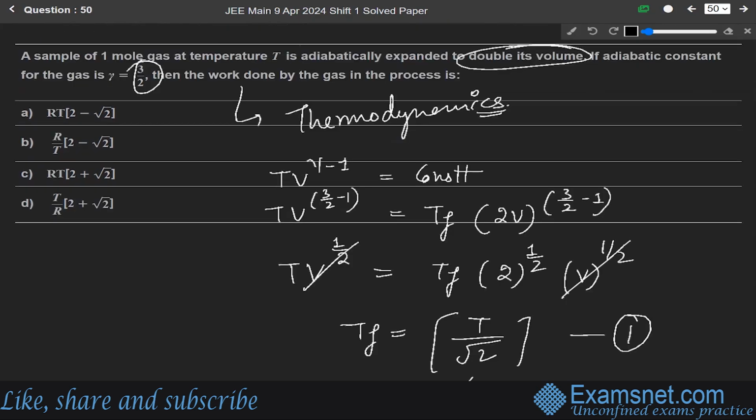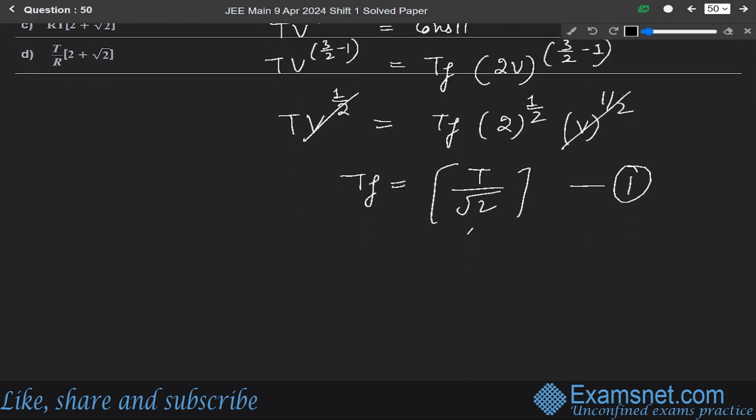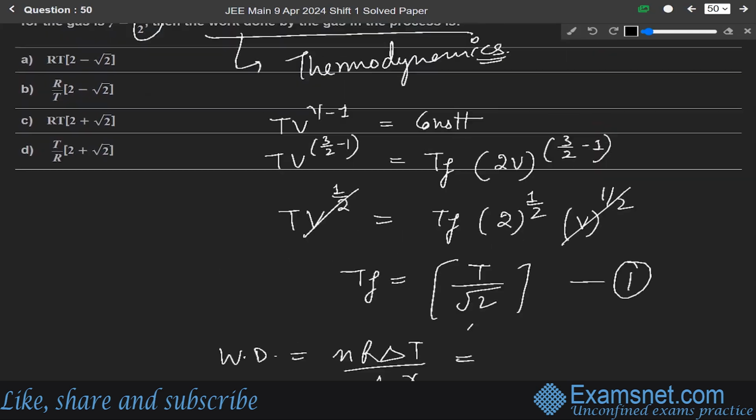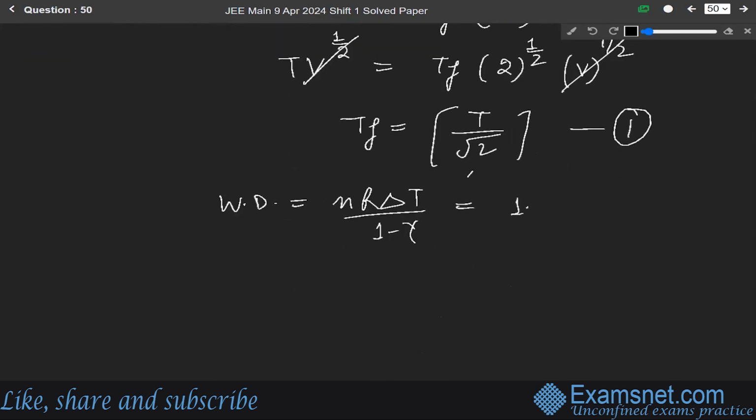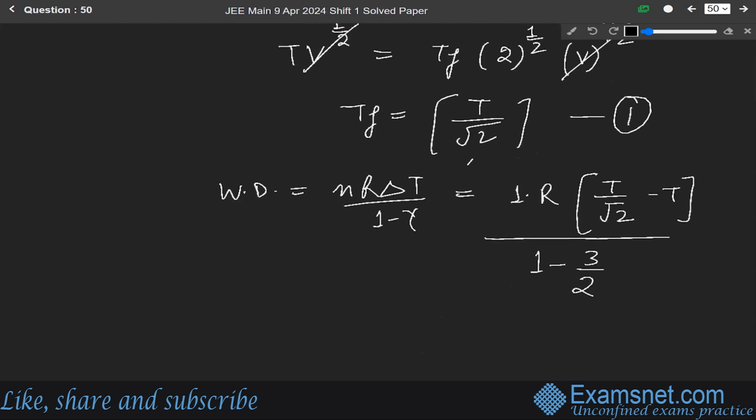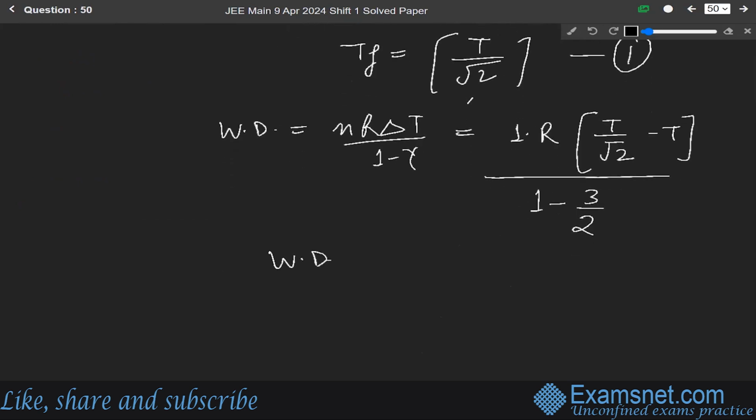Now we have to find the work done by the gas in the process. The formula we know is work done equals nR ΔT over 1 minus gamma. Here n, the number of moles, is 1, so it will be 1 into R into ΔT. ΔT is final minus initial. Final is T over root 2 and initial is T, over 1 minus gamma. Gamma is 3 by 2 as given in the question.